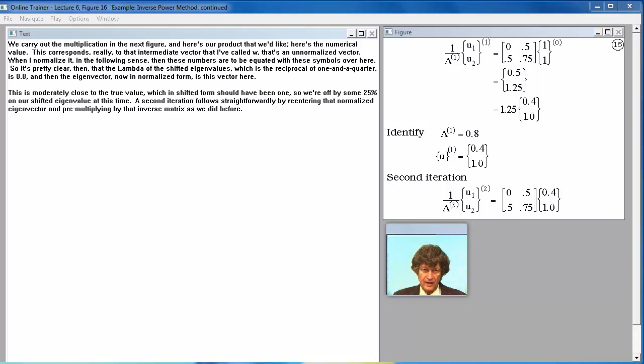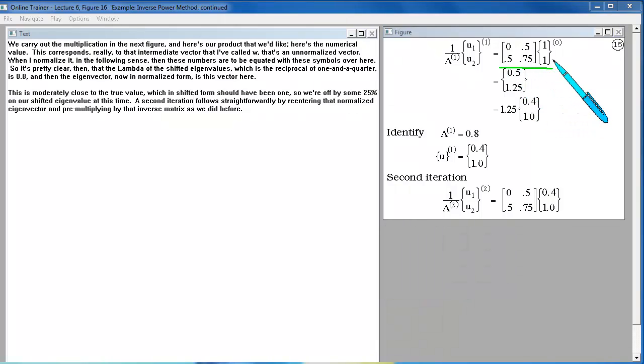We'll carry out the multiplication in the next figure, and here's our product that we'd like. Here's the numerical value. This corresponds really to that intermediate vector that I've called W. It's an unnormalized vector. When I normalize it in the following sense, then these numbers are to be equated with these symbols over here. So it's pretty clear then that the capital lambda, the shifted eigenvalue, is the reciprocal of 1 1/4, which is 8/10, and then the eigenvector, now in normalized form, is this vector here.